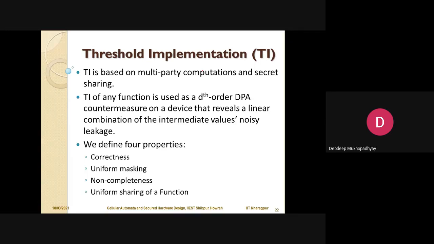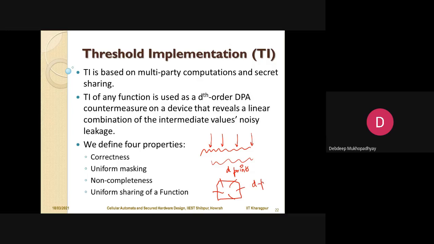sharing of a function. The idea here is that if you want protection against an adversary, we call this the dth order adversary, which means an adversary who is taking the power trace. Imagine that this is the power trace, and doing statistical analysis on D points simultaneously. If you are observing D points, that is equivalent to taking the chip and probing at D different points.